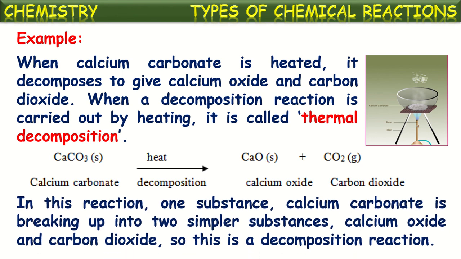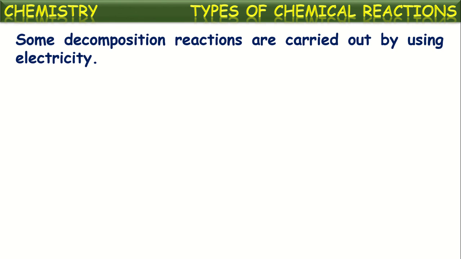So in this reaction, one substance, that is calcium carbonate, is breaking up into two simpler substances. They are calcium oxide and carbon dioxide. So this is decomposition and it is done by heating. So it is called thermal decomposition. Okay, let us see one more decomposition.